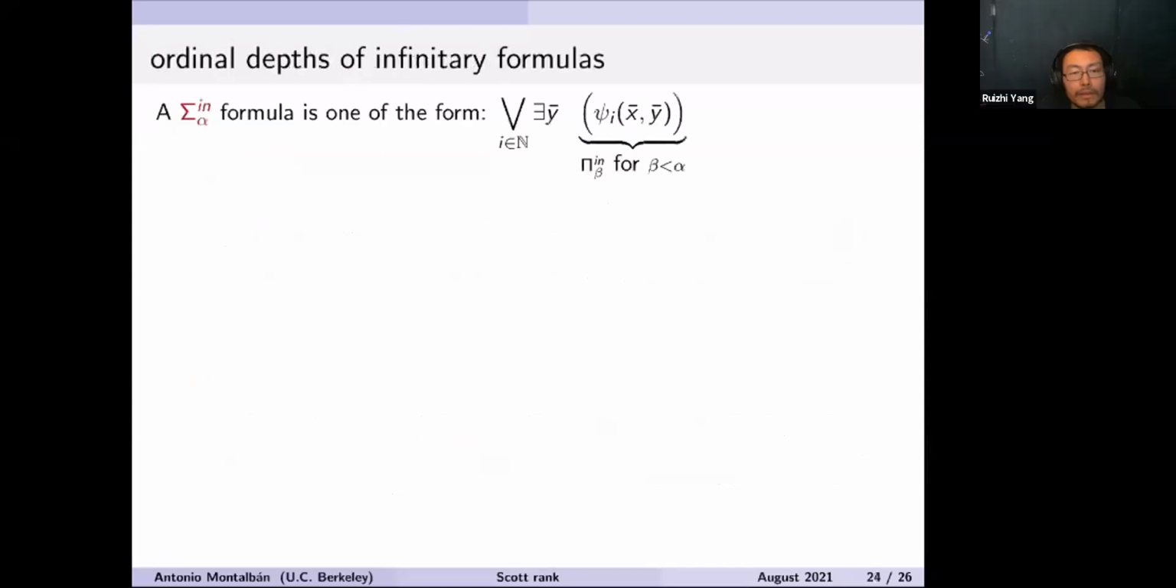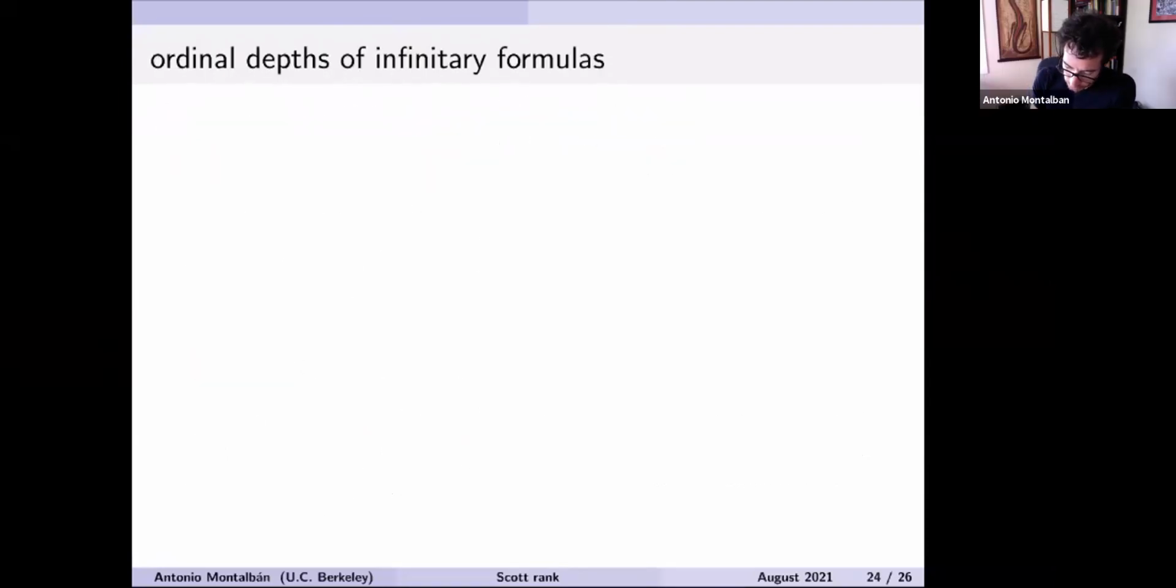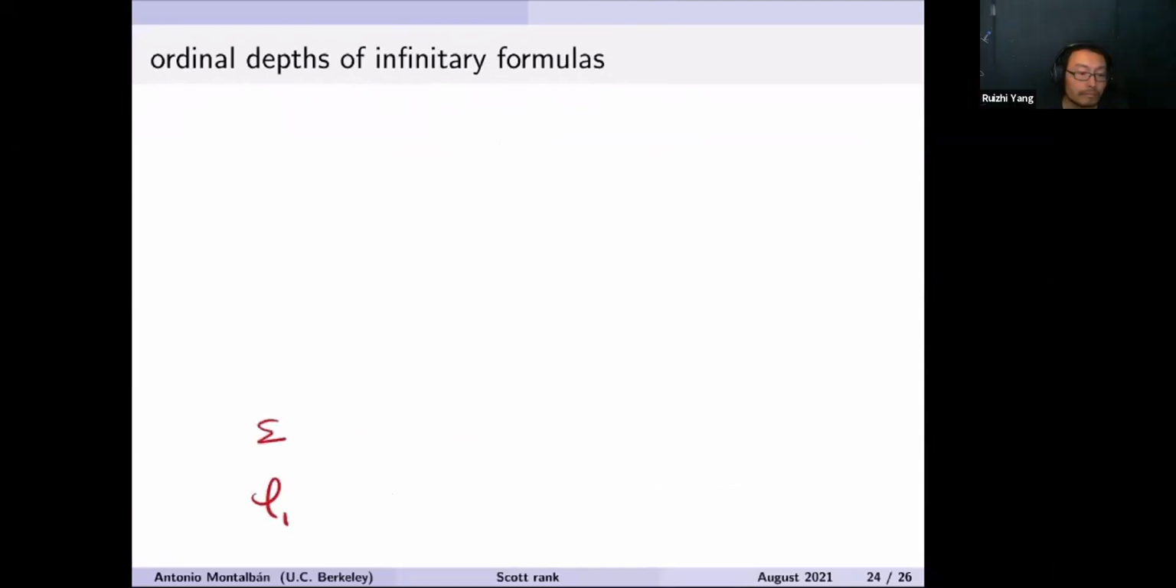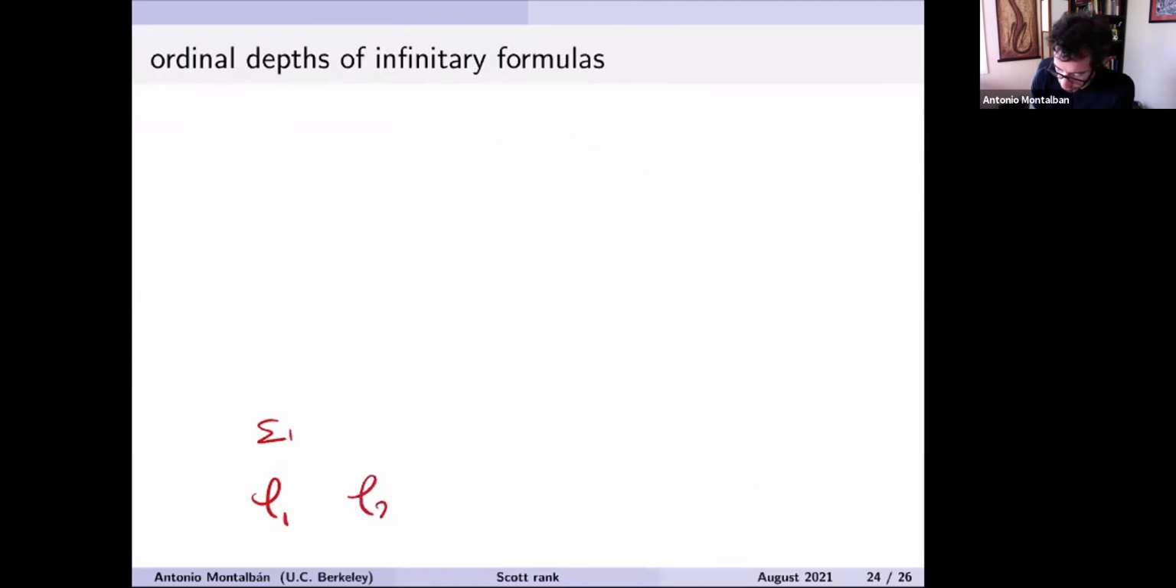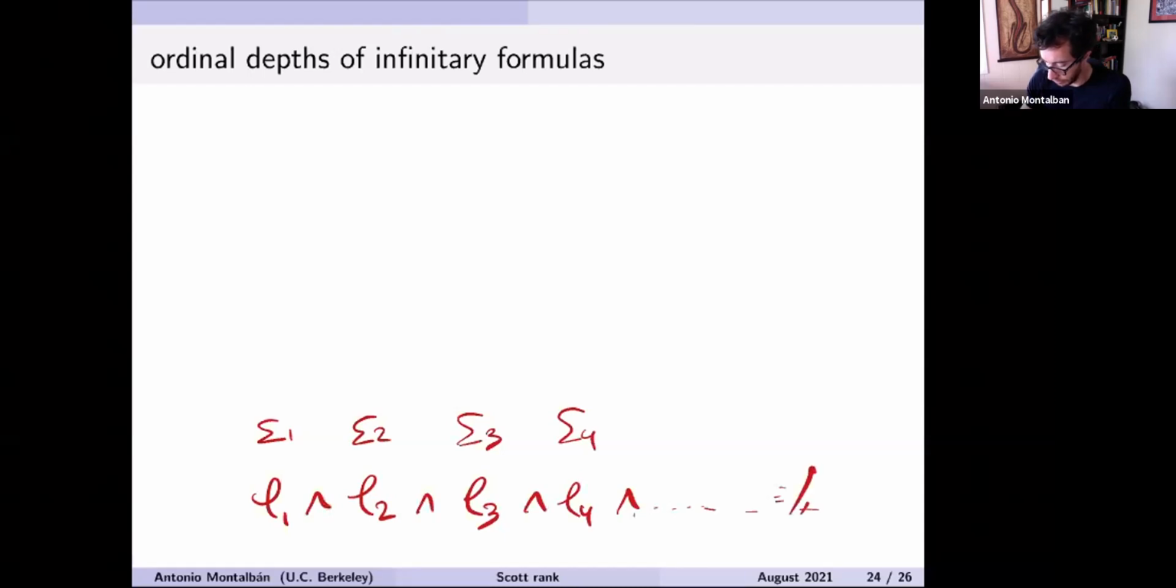Good. Can you have a sentence like an infinite conjunction of, say, sigma 1, sigma 2, and sigma 3 formulas? Yes. Suppose you have a formula phi 1 that is sigma 1, a formula phi 2 that is sigma 2, a formula phi 3 that is sigma 3, and phi 4 is sigma 4, and so on. If you take the conjunction of all of these, which is the same as the infinitary conjunction of phi i, then what you're going to get is neither sigma 1, sigma 2, nor sigma 3. You're going to get something that is pi omega. It's going to be the next level up.